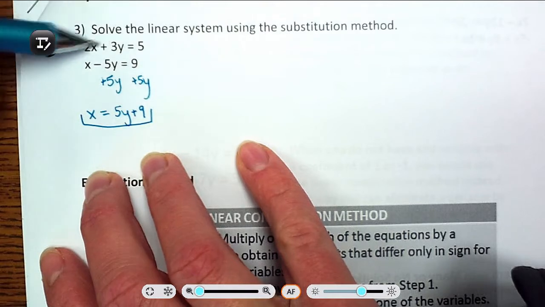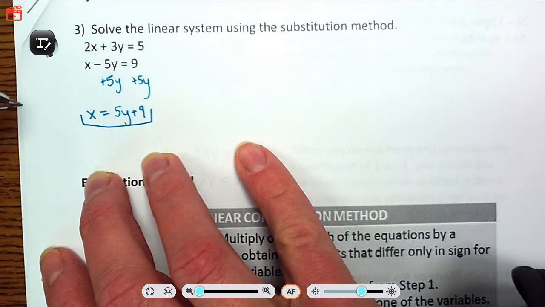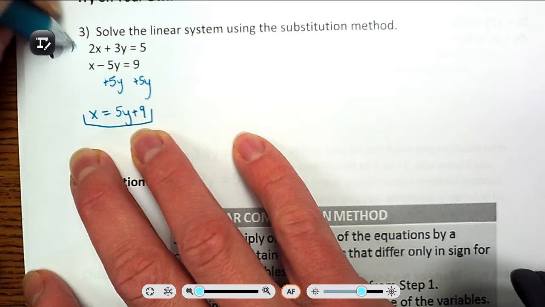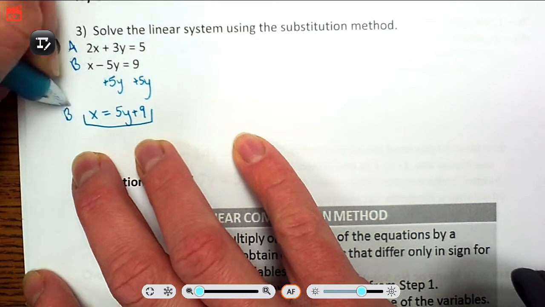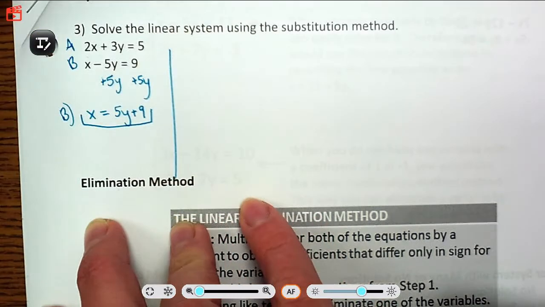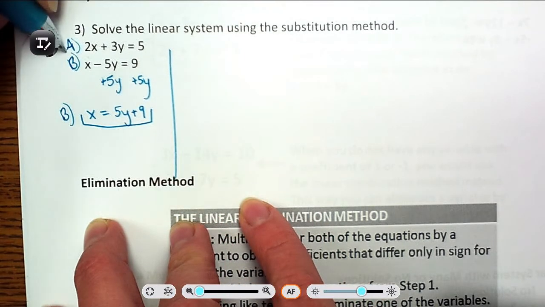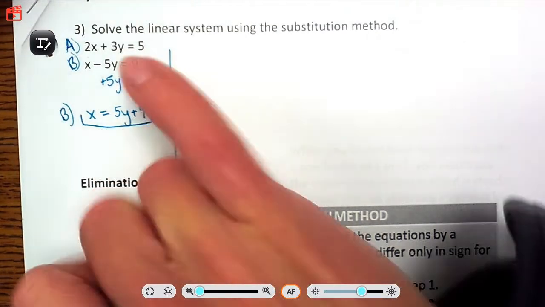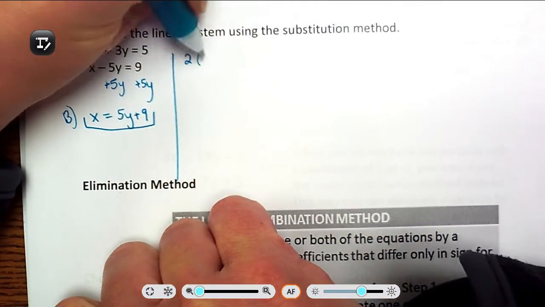First thing, we should have done a little competition and seen which variable has a coefficient of 1. It's this x here, so we should get that x alone in the b equation. Next, go to the opposite equation, the a equation, and plug that in. If this is what x is equal to, then let's plug it in for x.